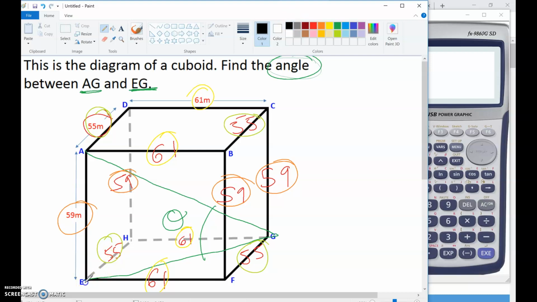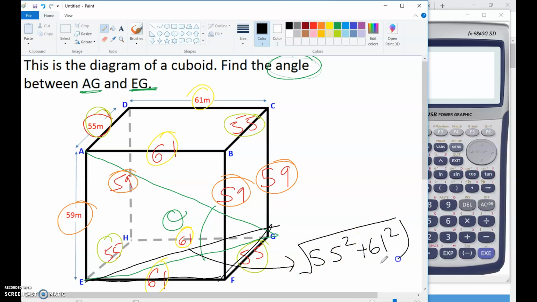So, how would I find this length here? I'm using Pythagoras, so that length there is your 55 squared plus your 61 squared, and take the square root of that. Put in brackets in your calculator. That will give us this length. And we have that length, don't we? This length is here, that's 59.